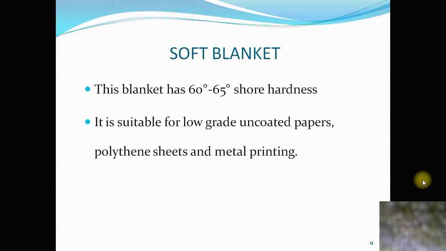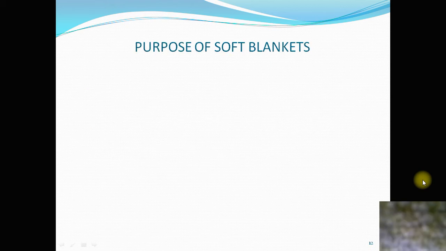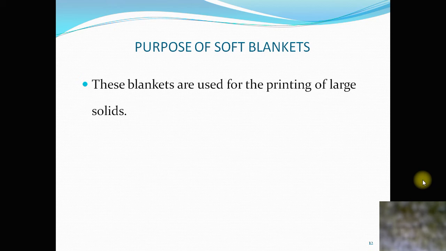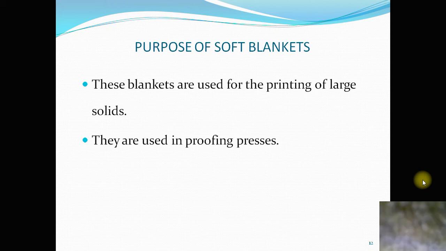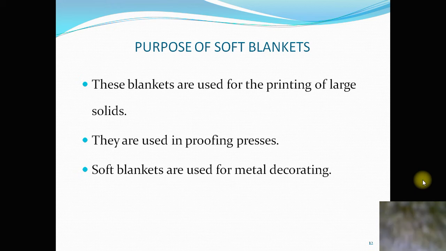This type of soft blanket is suitable for low-grade uncoated wrappers, and polythene sheets and metal printing. Then the purpose of soft blankets is that these blankets are used for printing of large solids. Large solids means the heavy inks; the transfer of heavy inks is called large solids. This type of soft blanket is used to transfer the large solids. They are used in printing presses, and soft blankets are used for metal decorating. Even in metal decorating also we use the soft blankets.